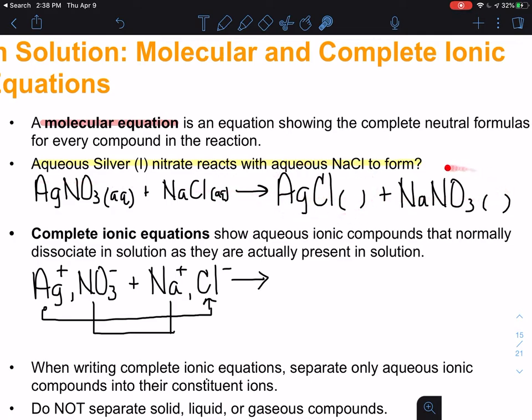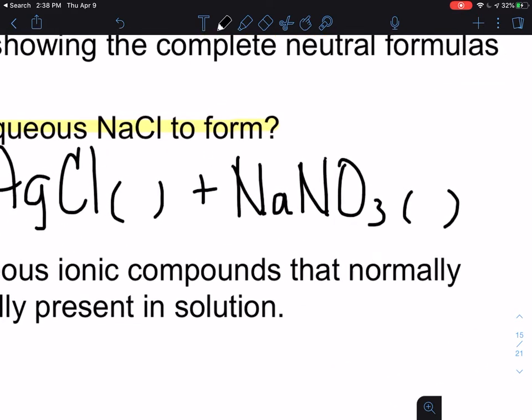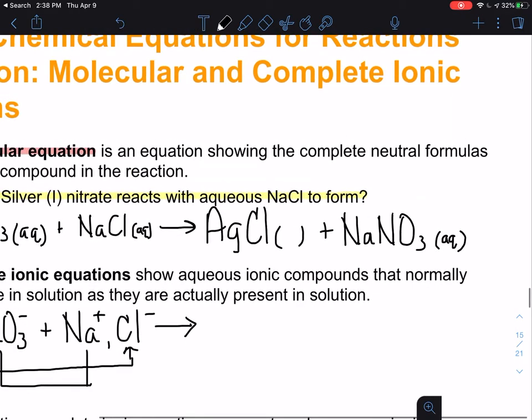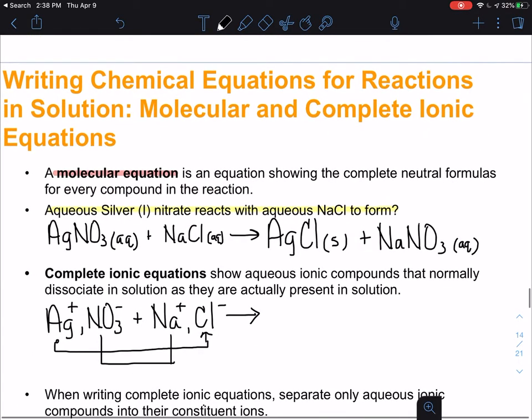We need to find out what's going on in terms of solubility. Consult my solubility table. Sodium nitrate is aqueous, but silver chloride is not. It's a solid. So we just completed the molecular equation, which is an equation showing the complete neutral formulas for every compound in the reaction. Now that we've finished it, we can go back and finish the complete ionic equation. When I finish this, that will show you what a complete ionic equation is.